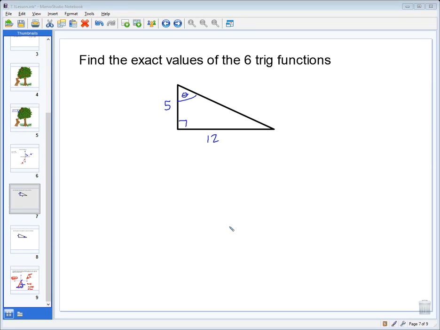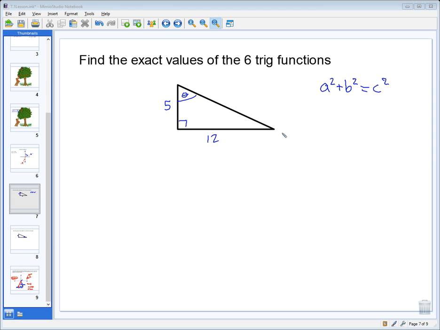All right, the third and final portion of the lesson is finding the 6 trig functions, the exact values for them. So to find the exact values, we need to recognize which angle we're going from, and we also need to know the lengths of all 3 sides. So to find this third side, we're going to use Pythagorean theorem.